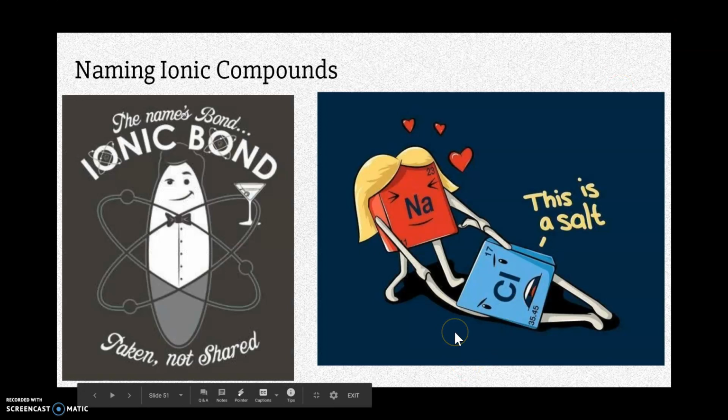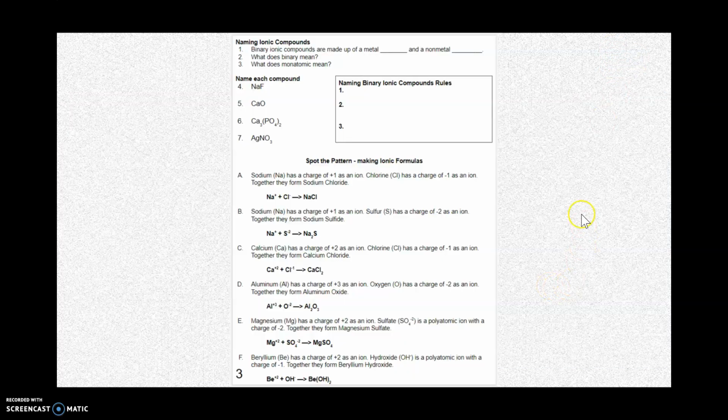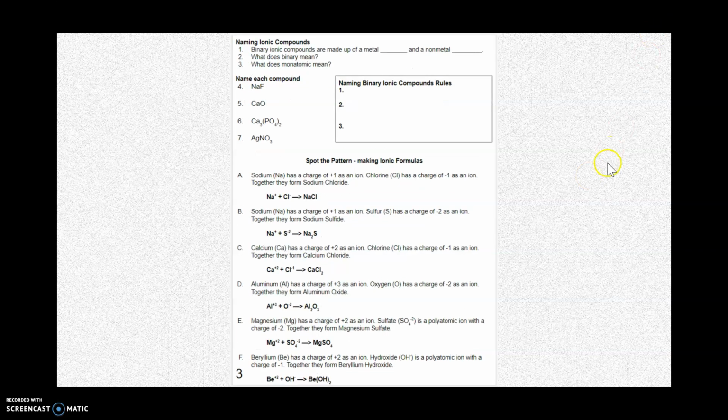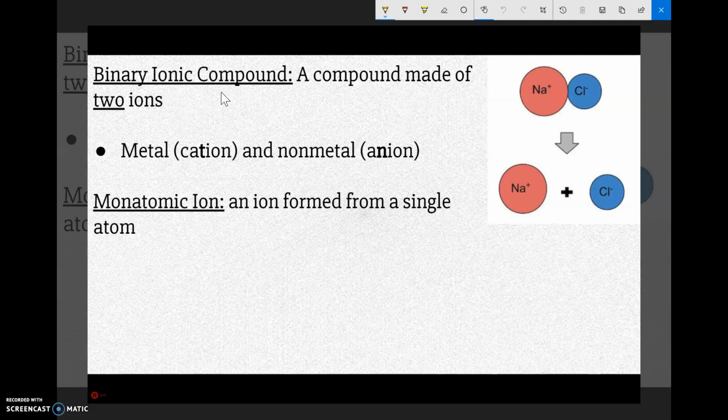Okay, let's talk about naming ionic compounds. So turn your page in your packet to page 3. This is just kind of some fun little things right here. And let's go ahead and do numbers 1 through 3 together from the slides. So first of all, a binary ionic compound. I want you to think about the prefixes here. Bi means 2. So a binary ionic compound is a compound made of 2 ions.